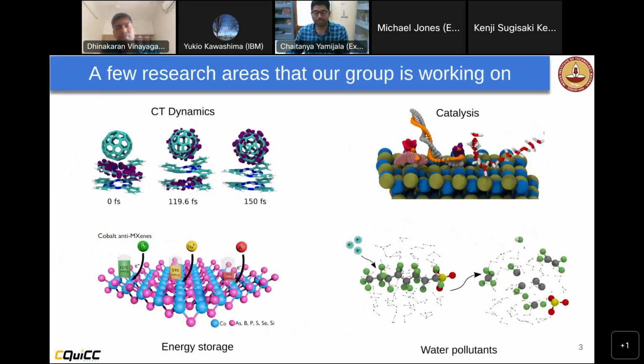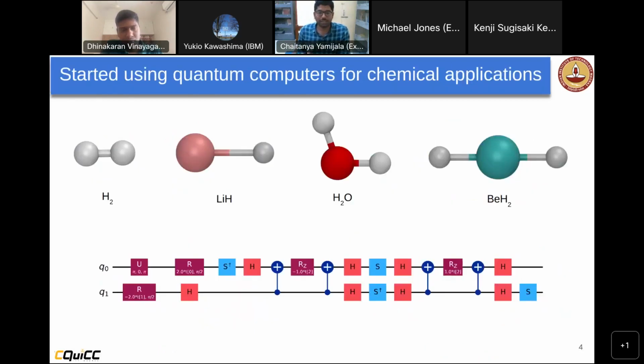In our group, we generally work in the areas of computational chemistry and material science, on various kinds of problems such as simulating charge transfer dynamics, and catalysis, for example the water gas shift reaction or formation of ammonia in a plasma atmosphere. We also look into energy storage devices like anode materials, as well as formation of solid electrolyte interfaces. We are also interested in understanding the degradation mechanisms of perfluoroalkyl substances. These are water pollutants, and we study these kinds of systems using both density functional theory as well as ab initio molecular dynamics. Recently we started working on quantum chemical applications using quantum computers.